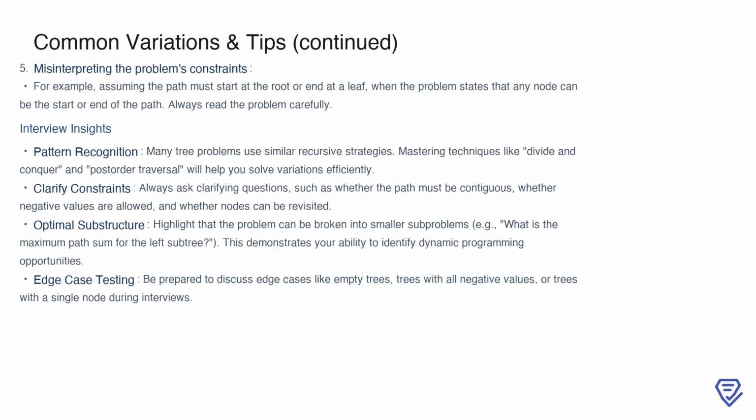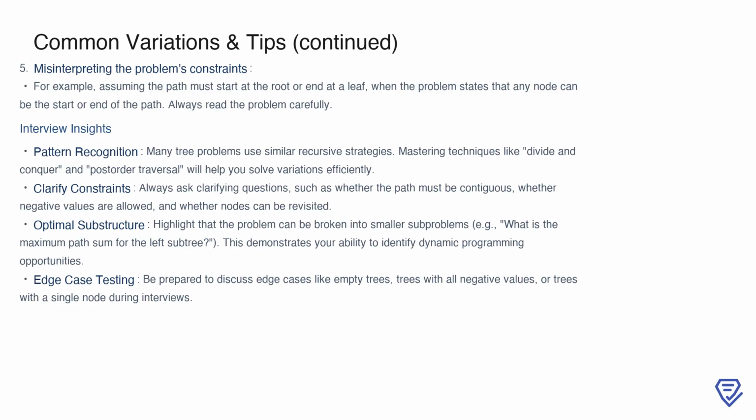Another potential pitfall is misinterpreting the problem's constraints. For instance, you might assume the path must start at the root or end at a leaf, even though the problem allows any node to serve as the start or end. Always read the problem description carefully to avoid such mistakes.